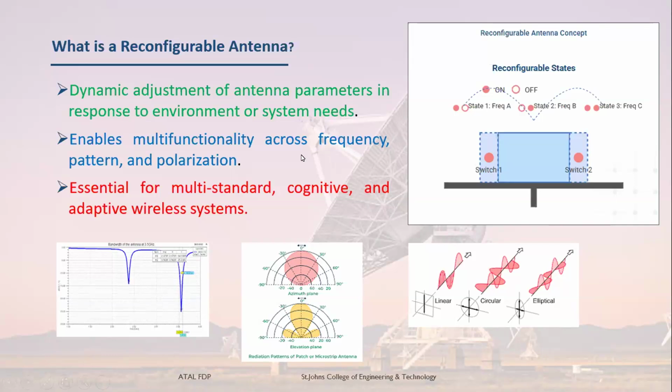Okay, so look at this. The first one is the frequency, the second one is the pattern, and the third one is the polarization. Our one-hour session is mainly focused on how we change the frequency of operation. How do we check the frequency of operation? The frequency of operation of an antenna is known through S11 characteristics or return loss characteristics. This is the first one which we have to look at.